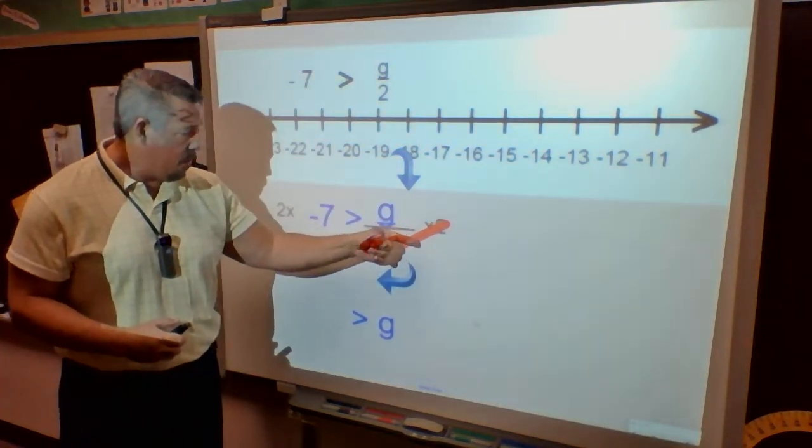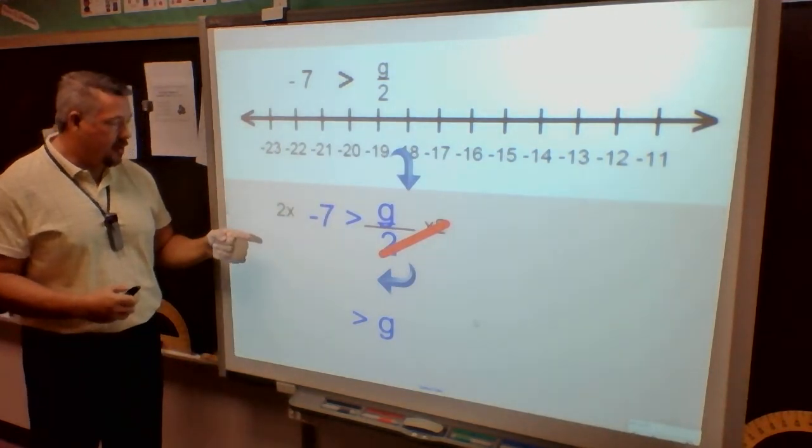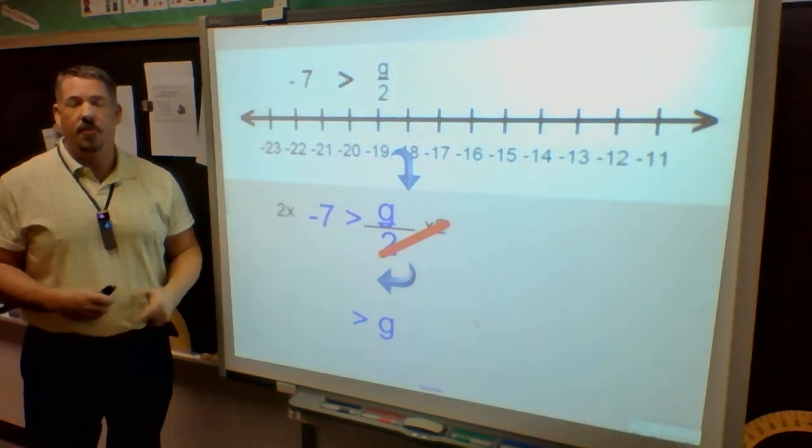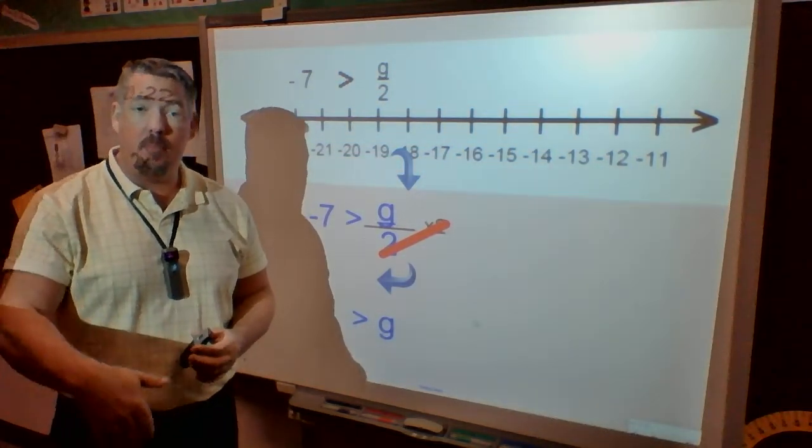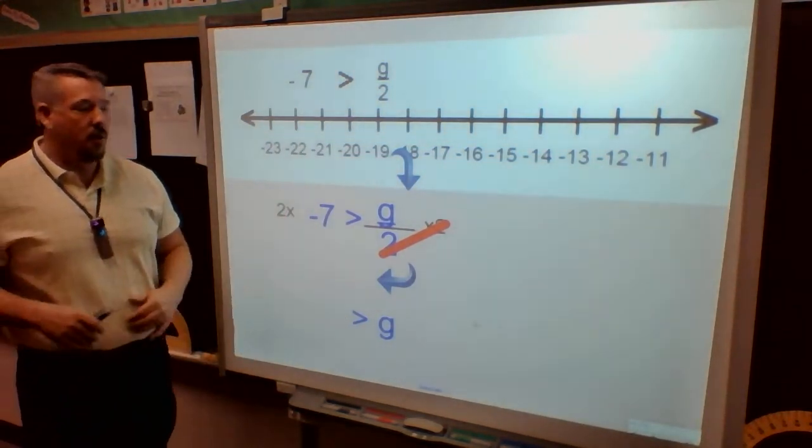So multiplied by 2, over here I'm going to multiply it by 2. But that's an integer. So if you don't remember how to multiply with integers, then you go to the paper that I asked you to get out and keep in your math folder.